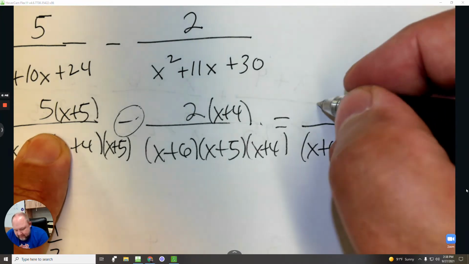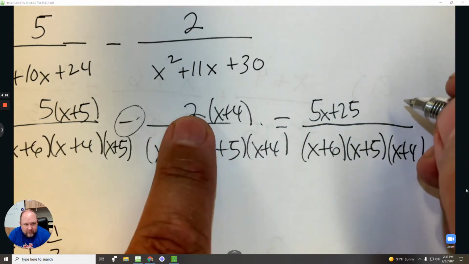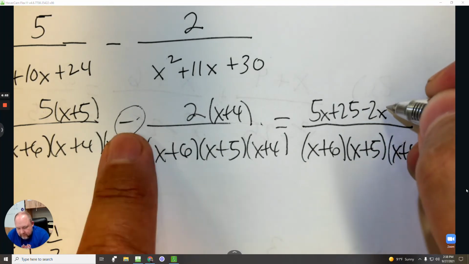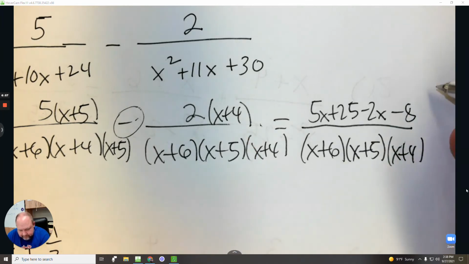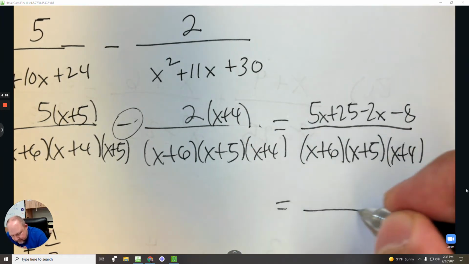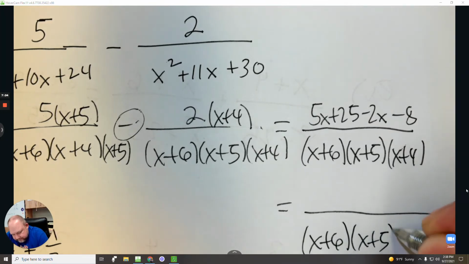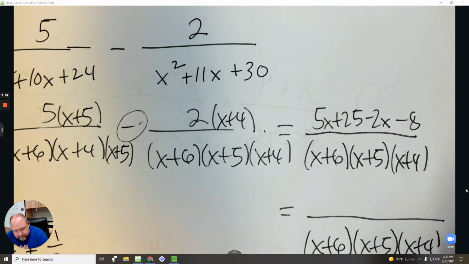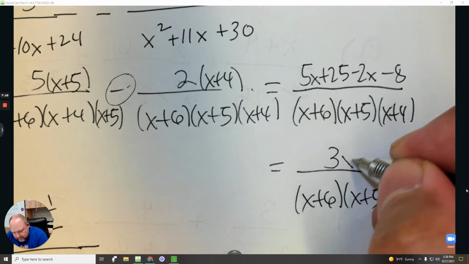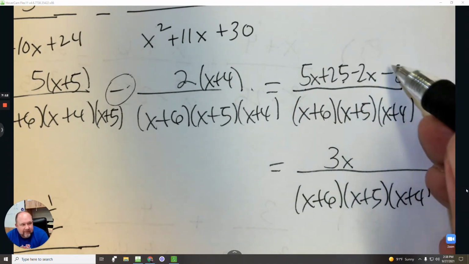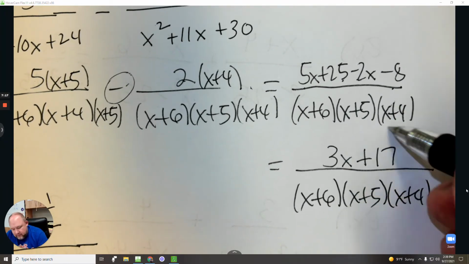So I have 5x plus 25. Remember, this is negative 2, so it's negative 2x, and negative 2 times 4 is negative 8. Combine like terms, and you have your answer. So 5 take away 2 is 3x. 25 take away 8 is 17. And that's not factorable, and there's your answer.